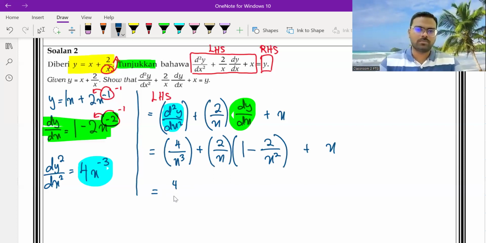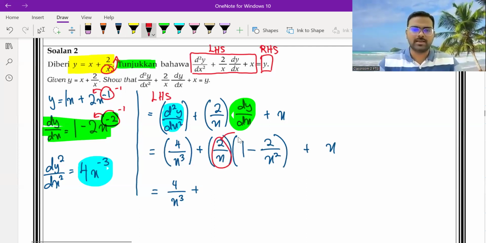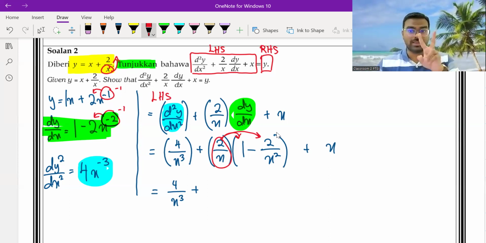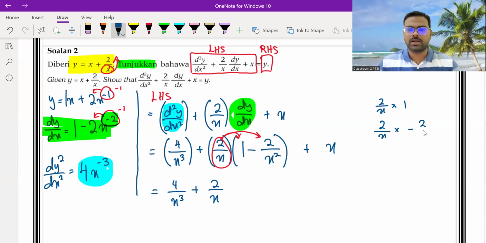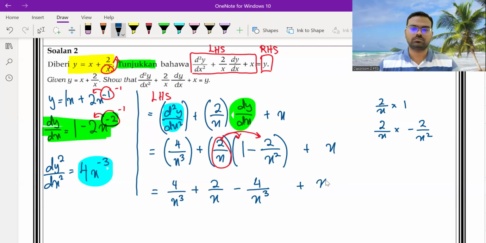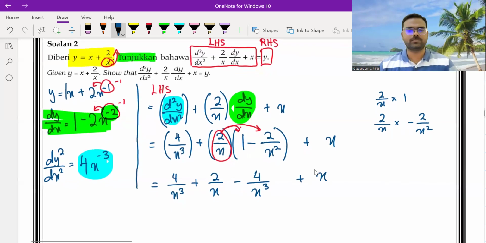Okay, the first one not a problem. Terus kita boleh expand. Plus, okay, yang ni jaga-jaga. We have to multiply twice. 2 kali kena darab. Multiply inside the bracket. So the inside the bracket got 2 terms. I'll write for you one by one. So 2 over x times 1. So kita akan dapat 2 over x. 2 over x times negative 2 over x squared. So 2 times negative 2 will be negative 4 over x times x squared, kamu akan dapat x cubed, plus x.